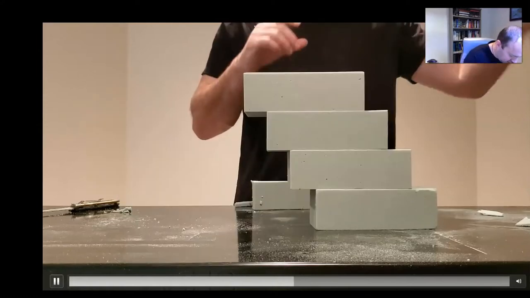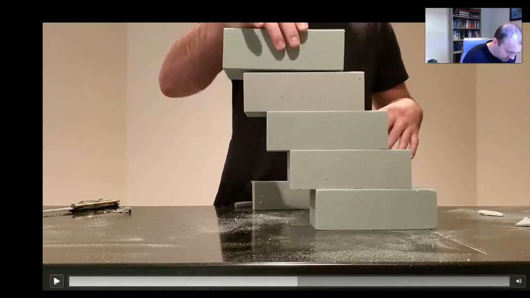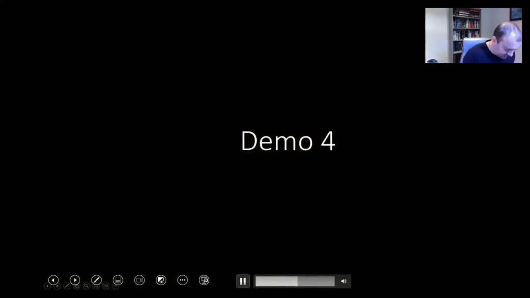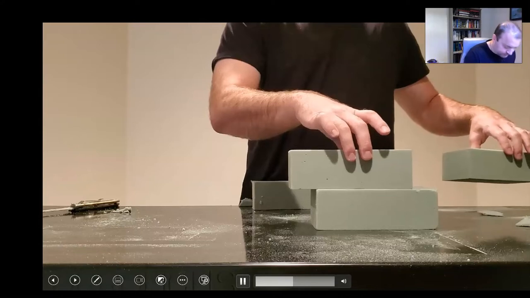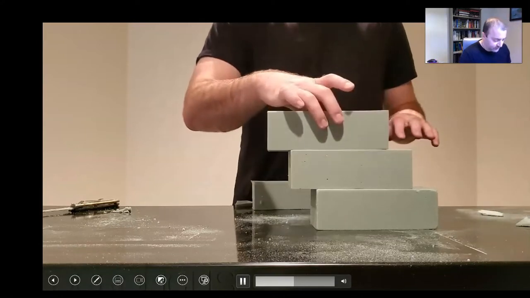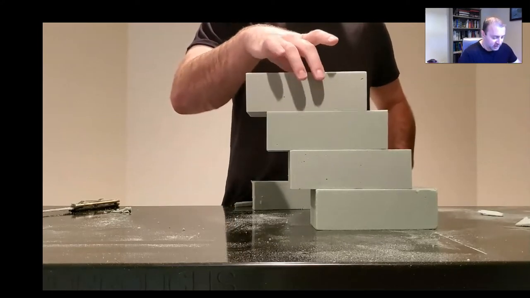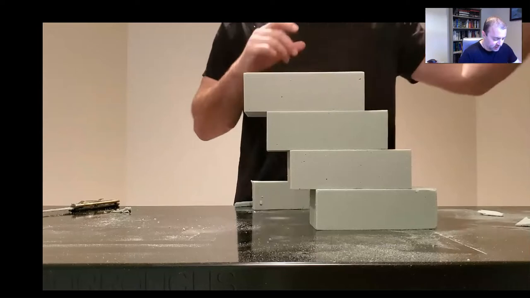All right. Well, that didn't work out so well. I wanted to pause it. In any event, we'll back up one more time and try and pause it when we get to the last block here.